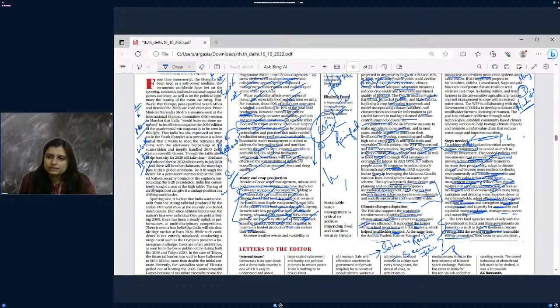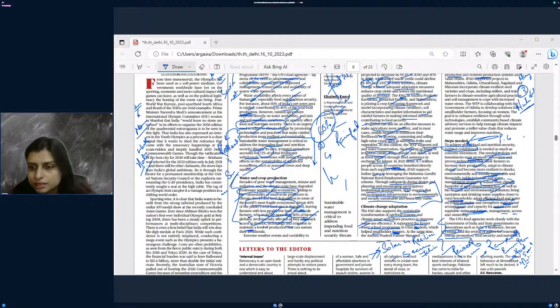Next is the revival of millets and renewable energy promotion. And next is your food security and nutrition. So these are the things being targeted by the UN food agencies in collaboration with the government of India and also the state governments.